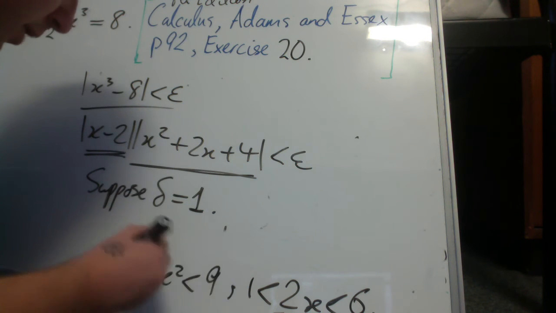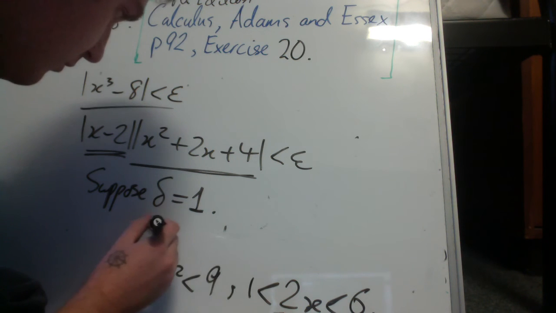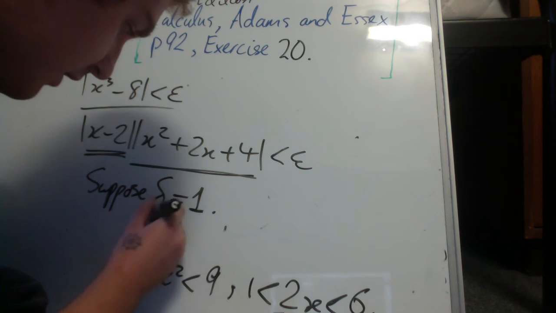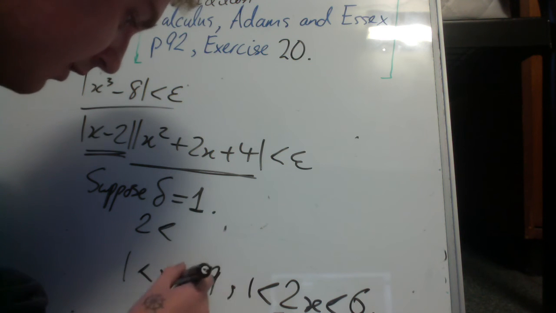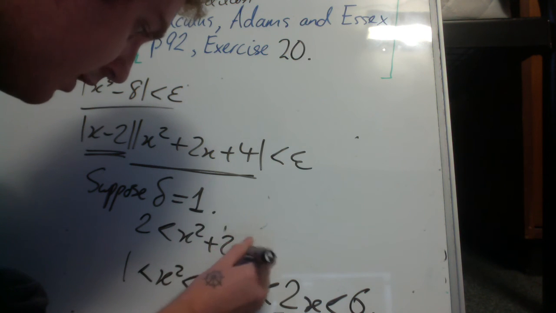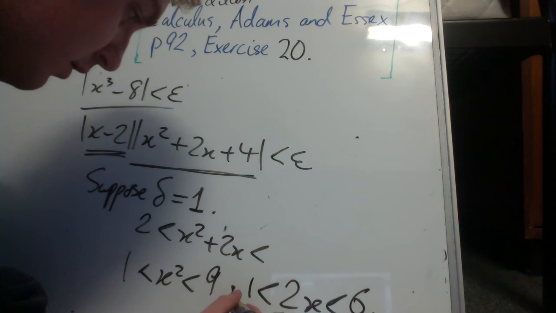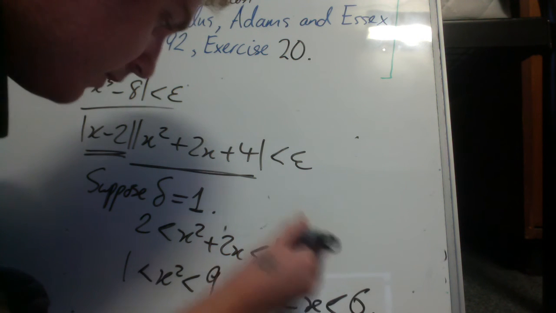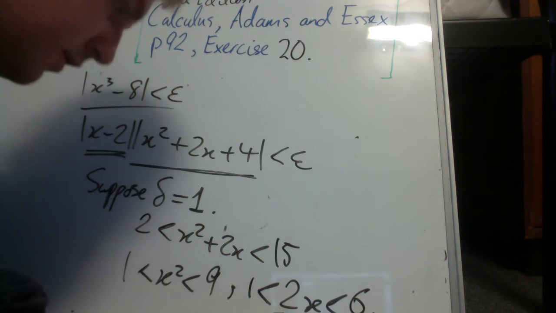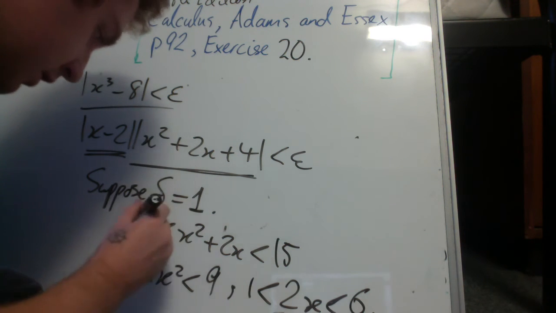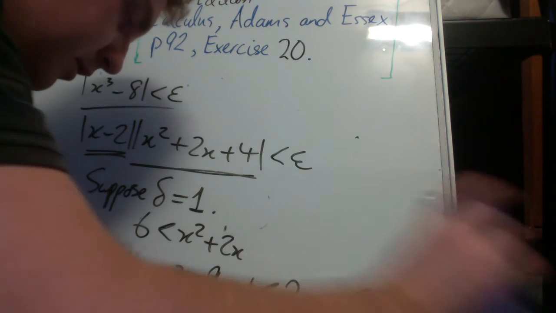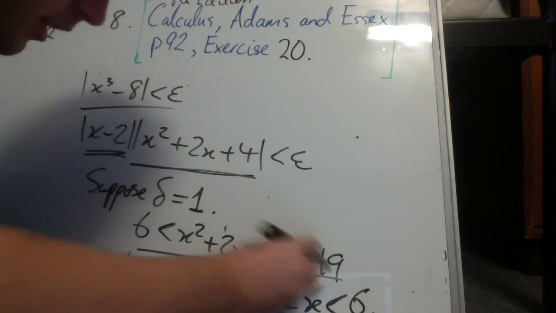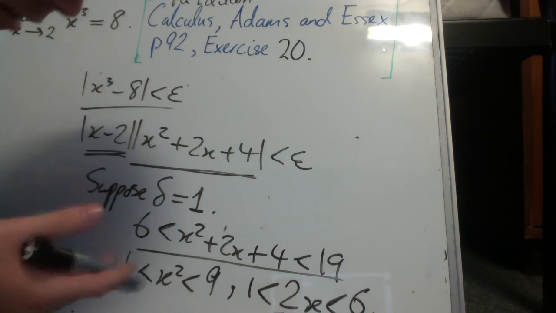So essentially what that means is, well, pretty much just add these together. Add that to that, and add this to that: x squared plus 2x plus 4 is less than these added, so 9 plus 6 is 15, add 4, 19. So we've got an upper and a lower bound for this. So that's going to be useful.